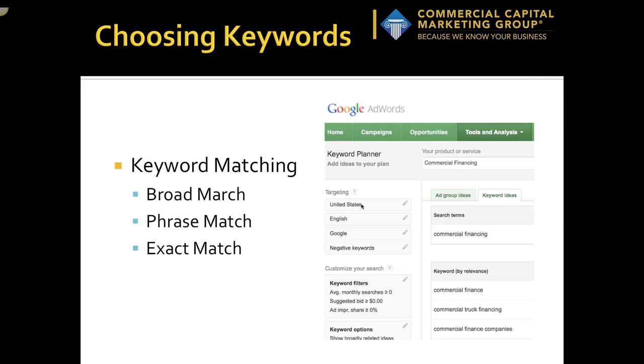Phrase match is searches that contain exact phrases in order. So, let's just stick with equipment leasing as an example. An example of a phrase match for equipment leasing would be construction business equipment leasing. The 2 keywords were in that exact order. An exact match is obviously it has to be that exact term. So if you want to target equipment leasing exact match, somebody has to type in equipment leasing exact match.